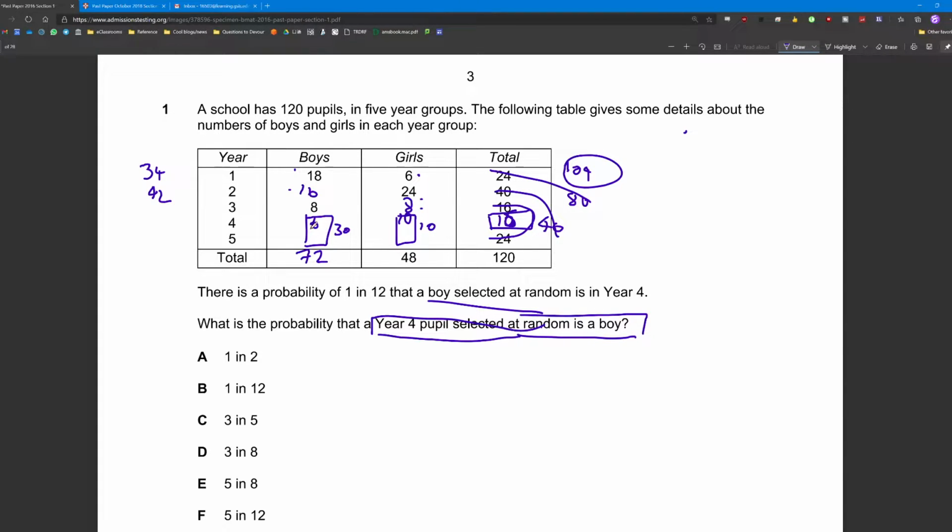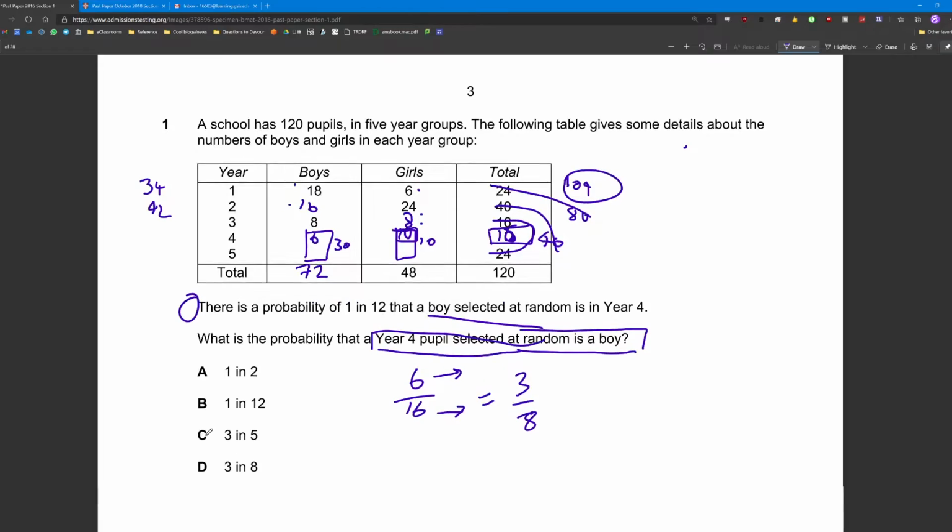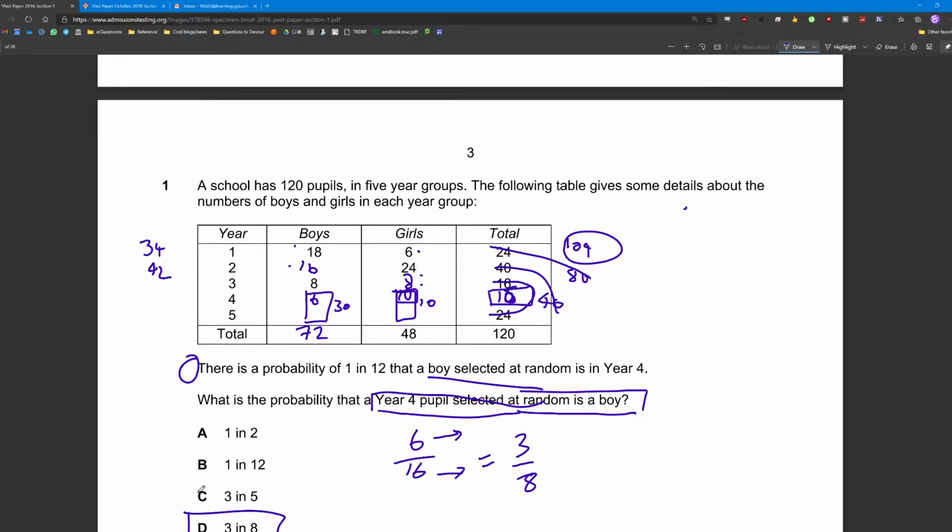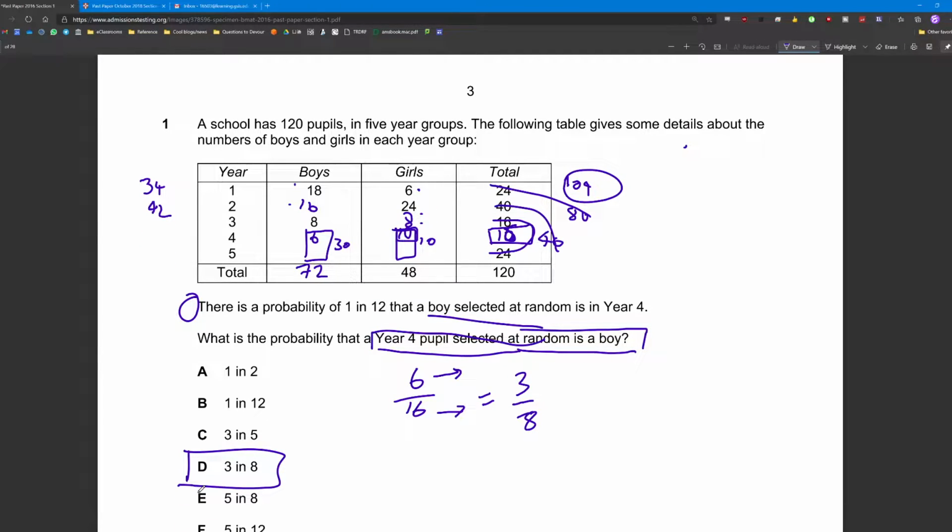Because if 6 of them are boys, as is suggested by this statement, then the other 10 of them must be girls. And so you have the probability 6 over 16, 6 year 4 boys over 16 year 4s, that a year 4 pupil selected at random is a boy, which would be 3 over 8. Okay, so my problem here was that I didn't read the question carefully enough. I should have realized that this was 16 rather than 10. I think it was just a bit of a silly mistake that I wrote 10 there.